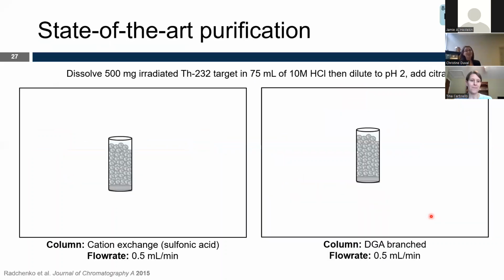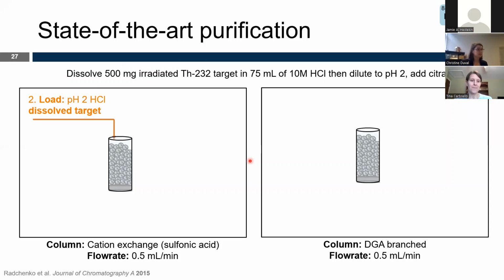Okay, so the state-of-the-art purification scheme, to my knowledge, is what every actinium-225 PSMA drug that has been injected into a patient for clinical trials has gone through, this long purification process. Usually you would dissolve 500 milligrams of your irradiated target, which is a generally small scale, in 75 milliliters of strong acid. It's then diluted up to pH 2, and they add citrate. This process is relatively simple because it only uses 2 primary columns.